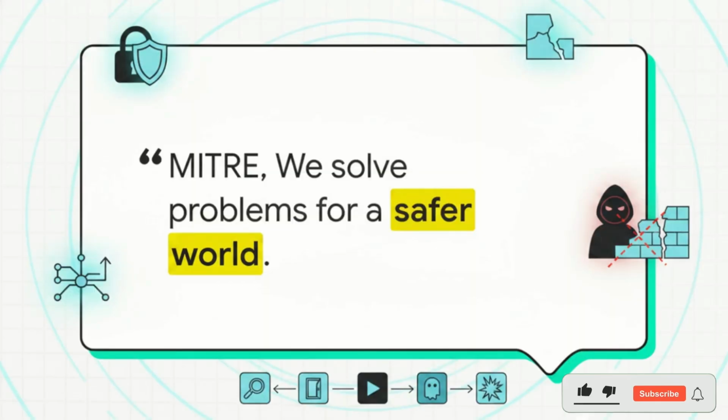And that really brings us to their powerful mission statement, MITRE: We solve problems for a safer world. The ATT&CK framework is, without a doubt, one of the most powerful tools we have to make our digital world safer. It takes the terrifying, chaotic unknown of a cyber breach and turns it into a structured, understandable, and most importantly, defendable problem. So I want to leave you with this. In your own organization, are you still just trying to build higher walls, or are you finally looking at your network from the perspective of the adversary? Think about it.